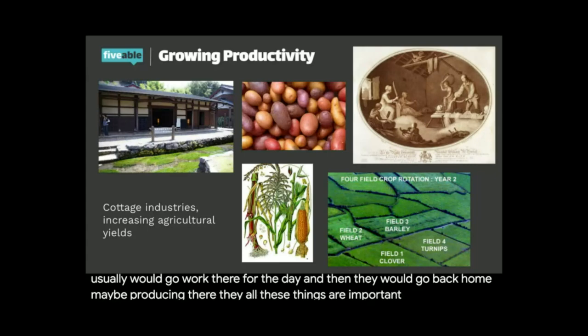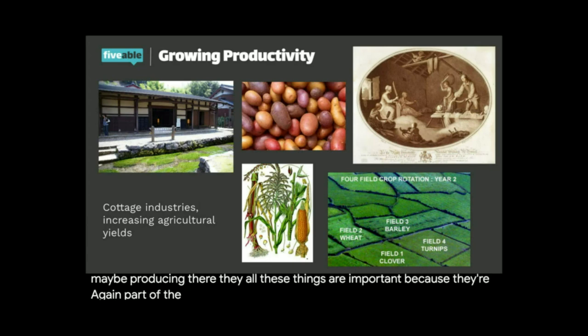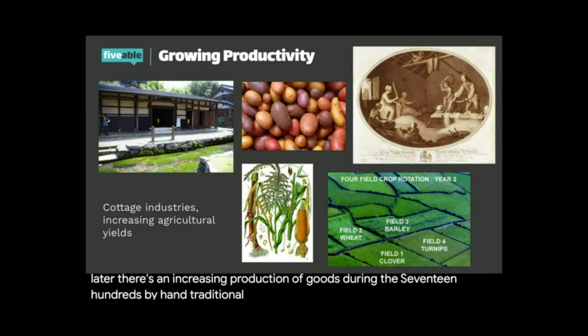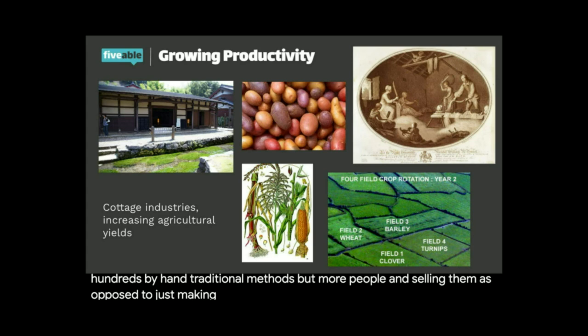These things are important because they're part of the accumulation of capital, the profits that could be invested later. There's an increasing production of goods during the 1700s by hand, with traditional methods, but more people are making more goods and selling them, as opposed to just making the things they need.